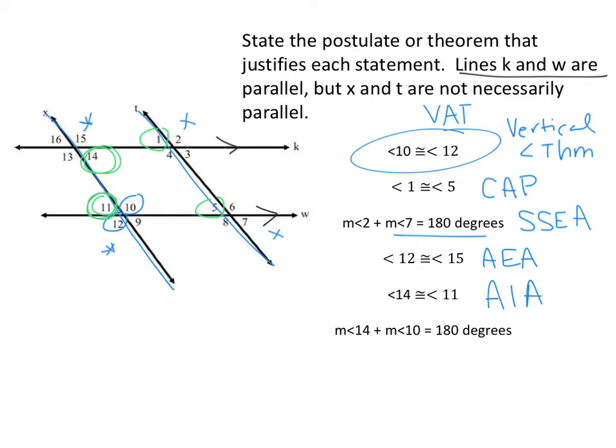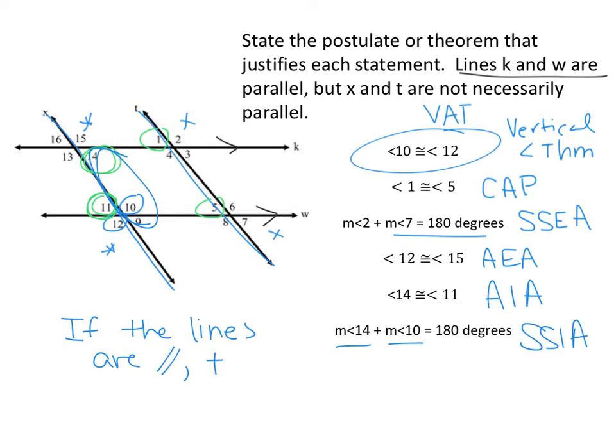And then the last one, why is the measure of angle 14 plus the measure of angle 10, why does it add up to 180? These are same side interior angles. So none of these are the converse because we're given that the lines are parallel. So if the lines are parallel, then we can conclude all of those angle pairs.